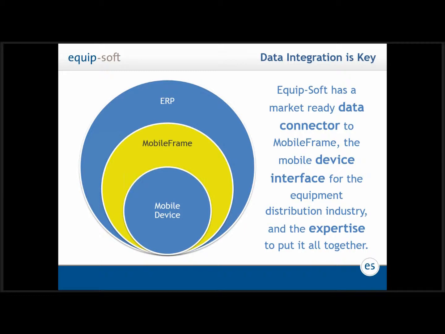The other challenge is the interface. So the interface for the technician on their mobile device has to be tuned to the market. The equipment sales market, material handling, construction, has very specific needs for what the technician sees out in the field. That's not the same as any other industry. And EquipSoft has a standard interface showing most of what an equipment dealer would want to do in the field. It comes right out of the box. When you buy Mobile Frame through EquipSoft, you get the connector and the interface to get yourself up and running. And that's sort of the base of what we're talking about here.